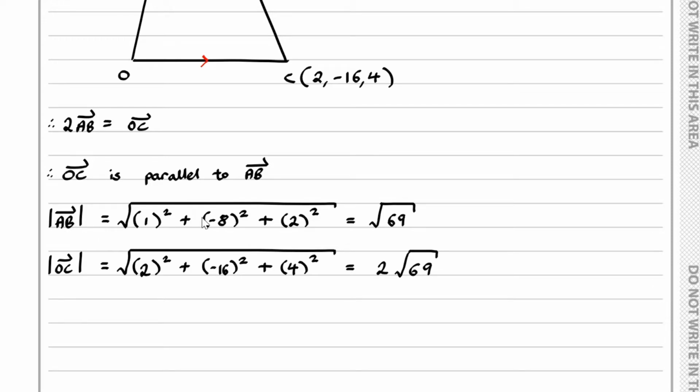We see that the magnitude of AB is equal to the square root of 1 squared plus minus 8 squared plus 2 squared. Turns out we get root 69. The magnitude of OC is equal to 2 squared plus minus 16 squared plus 4 squared. It turns out we get 2 root 69. And therefore we can conclude that since the vector AB does not equal the vector OC, OABC is therefore a trapezium.